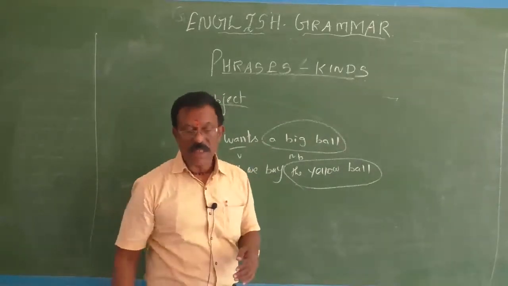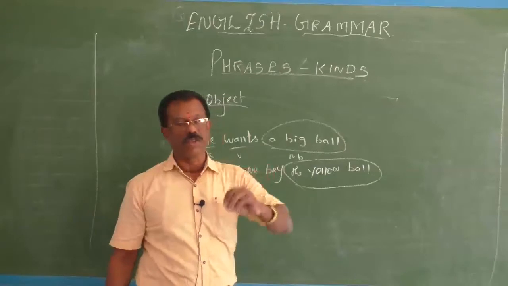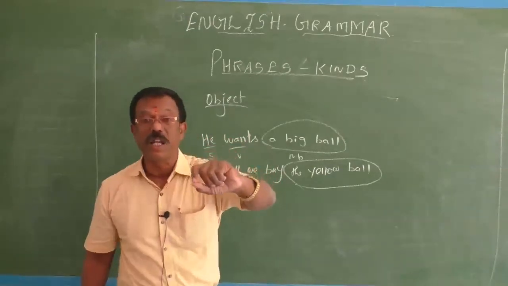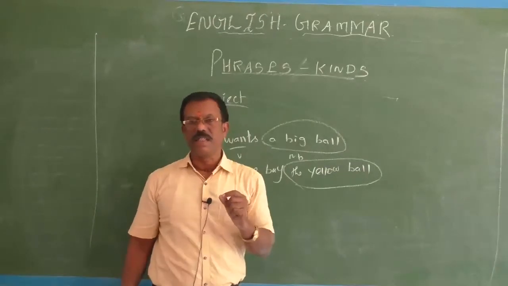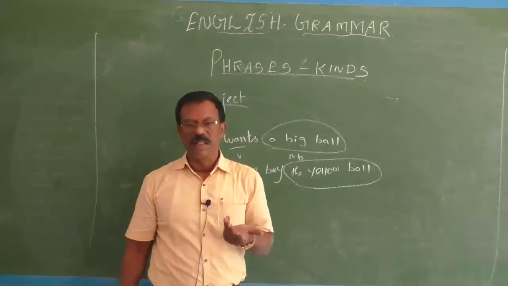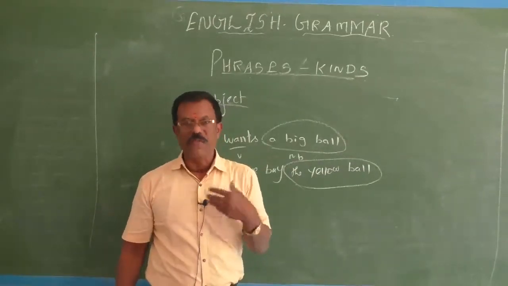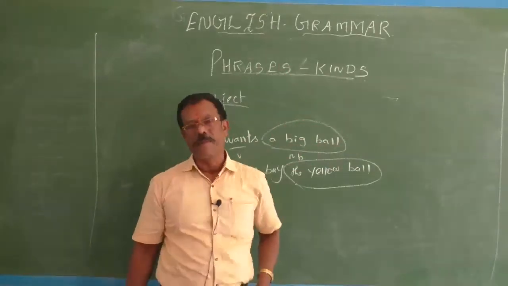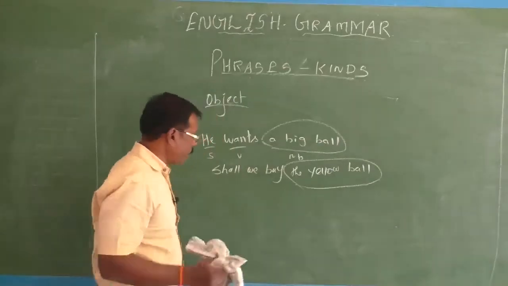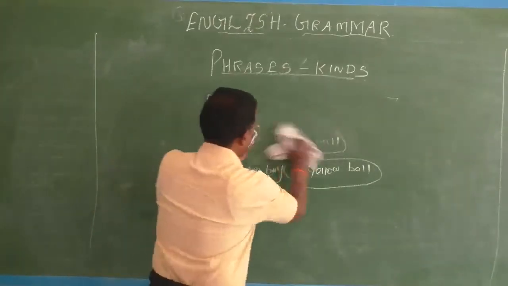Okay, sometimes a noun phrase can be used as a prepositional object. What is a prepositional object? If a noun is used as an object for the preposition, then it is called a prepositional object. Let me give one example for that also.